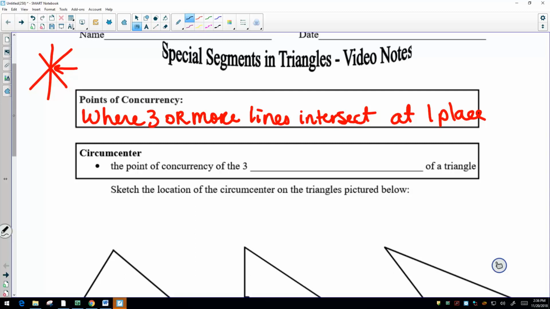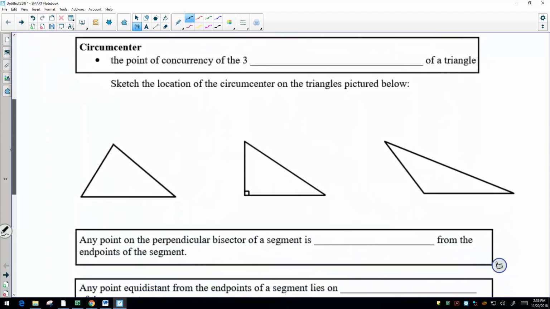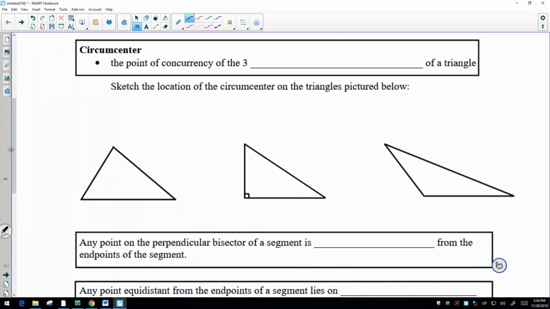This first one that we're going to take a look at is what's called the circumcenter. So that's a point of concurrency where the three perpendicular bisectors of a triangle are going to meet. So on the bottom, I've given you three different triangles. This first one we can take a look at. I'm going to call this an acute triangle, since all of the angles are less than 90 degrees.